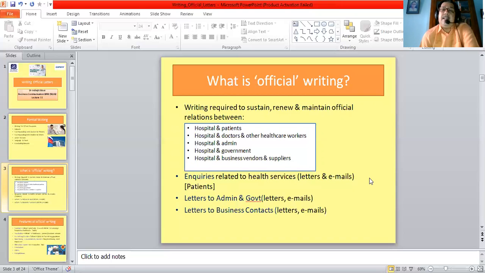One type will be the inquiries that you will receive from time to time related to health services from patients and their relatives. So this will be one type I will look at. Another that I will look at will be letters to admin and to the government, obviously, which will relate to various administrative matters of the hospital. And the third type that I shall be looking at will be the letters to your business contacts, or rather to the suppliers of medical equipment, machinery, your vendors, all these things, right? So these are three different types of official correspondence that I shall be looking at.